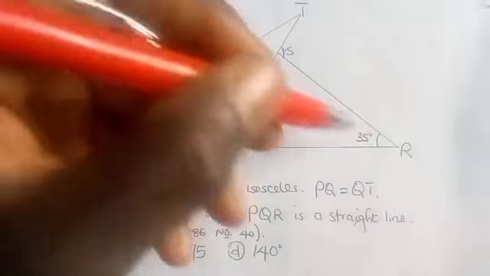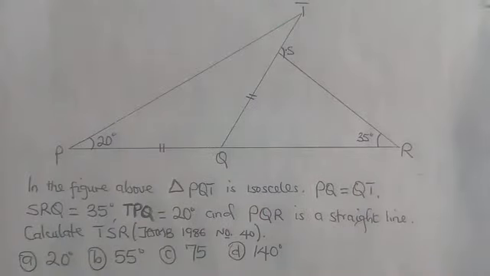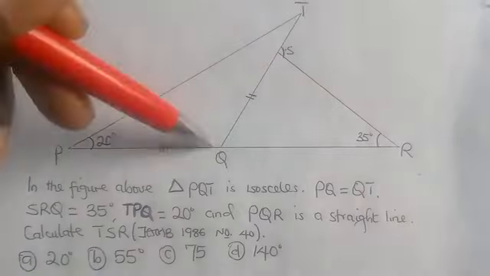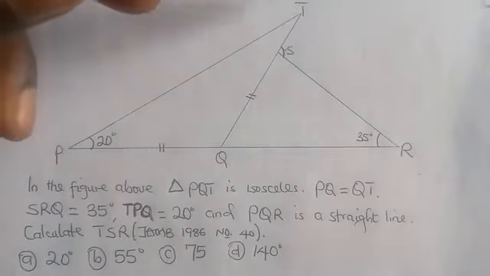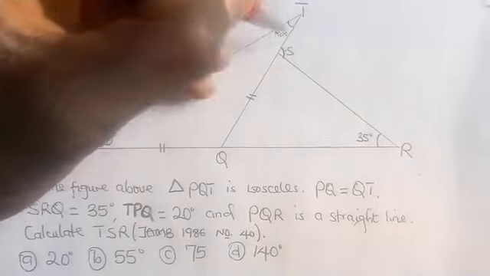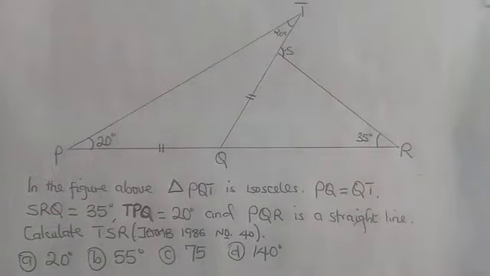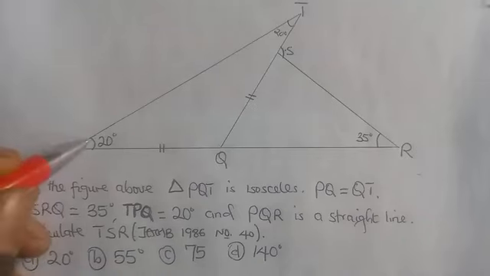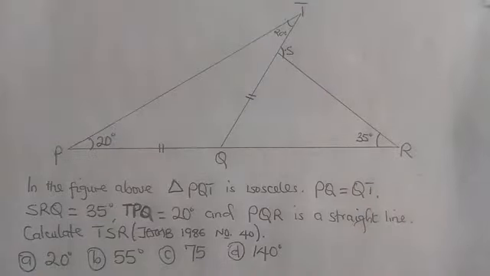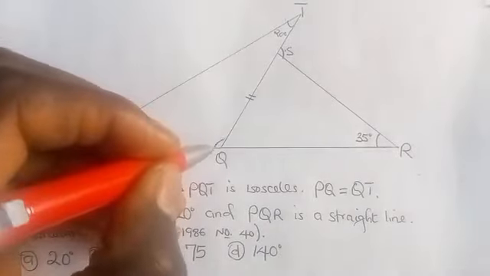That is TSR. So the first thing we need to do, when you look at this diagram, is note that we have already been informed that PQT is an isosceles triangle such that PQ and QT are equal. By implication, this angle T is also equal to 20 degrees, that is, base angles of an isosceles triangle are equal. So we have 20 degrees here and 20 degrees here. The next thing we need to do is to get angle Q.